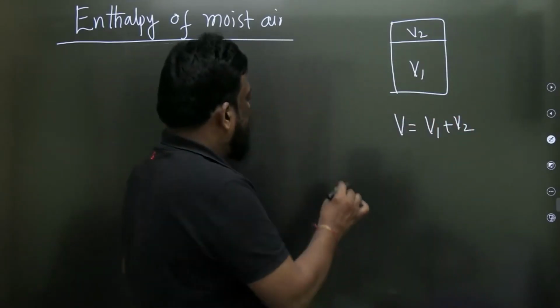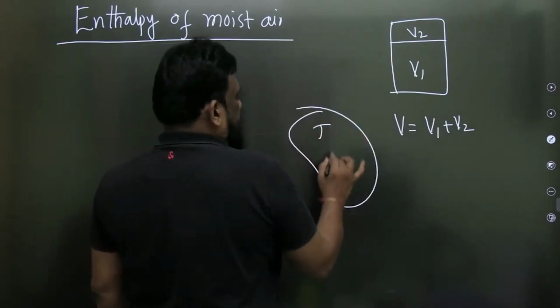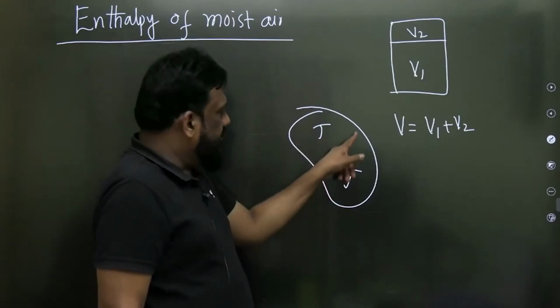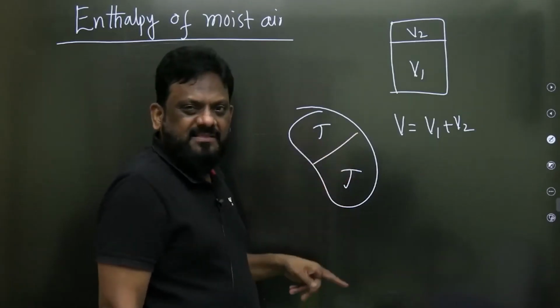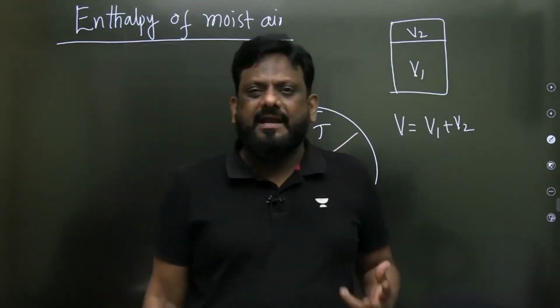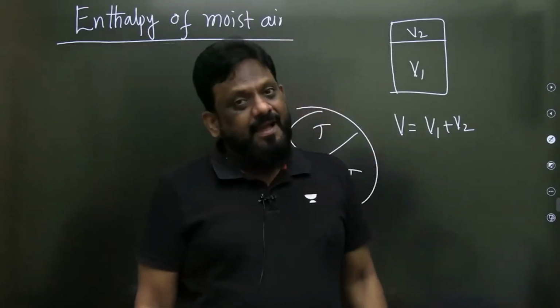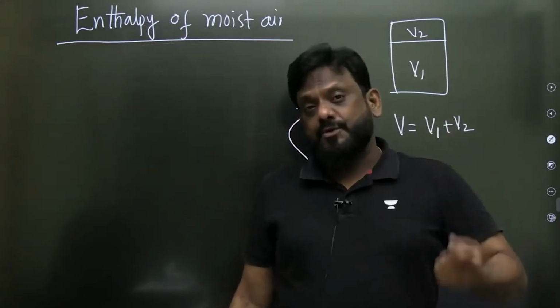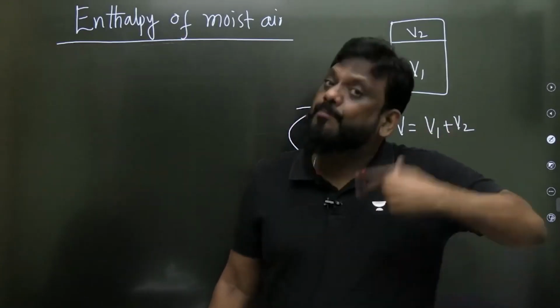For example, let us say यहाँ का temperature है, यहाँ का temperature है. What will be the temperature? It will be the same. Even if you partition, it will be the same. I cannot add this. Intensive properties are not added. Extensive properties are added. And in thermodynamics, I taught you beautifully why enthalpy is an extensive property.